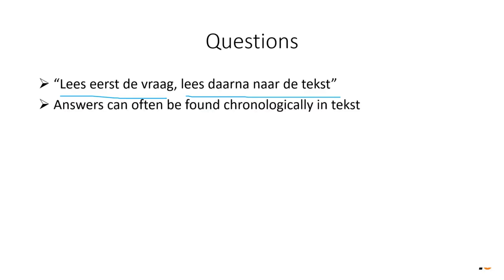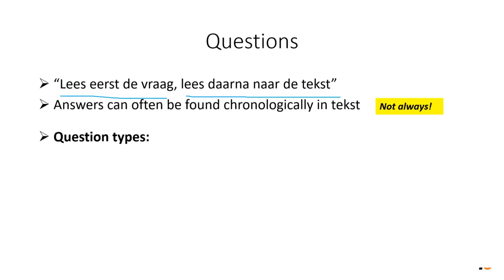Answers to the questions can often be found chronologically in the text. So you will often see that the answer to question 1 is somewhere a bit more in the beginning of the text, the answer to question 2 a bit further in the text than the answer to question 1, and the answer to question 3 is a bit further in the text than the answer to question 2. It is often like this. However, please don't expect that it's always like that because sometimes they can mix that up a little. So don't assume that it's always going to be in a chronological order.